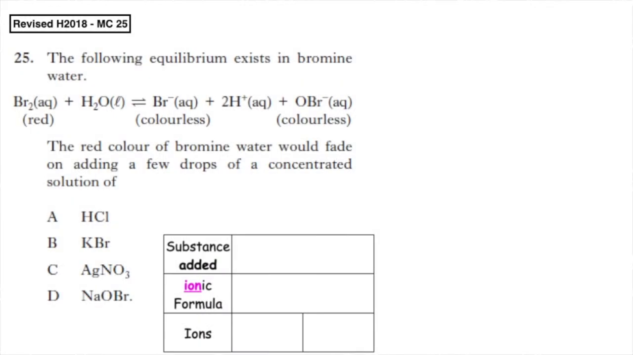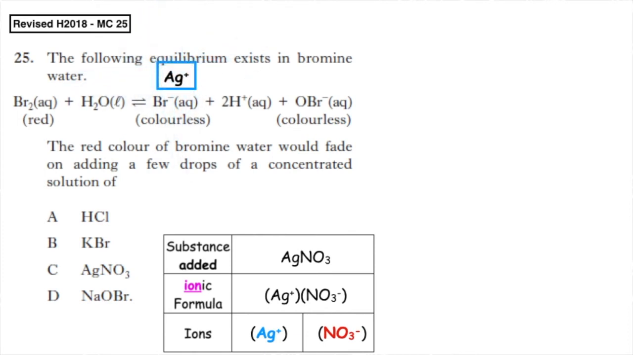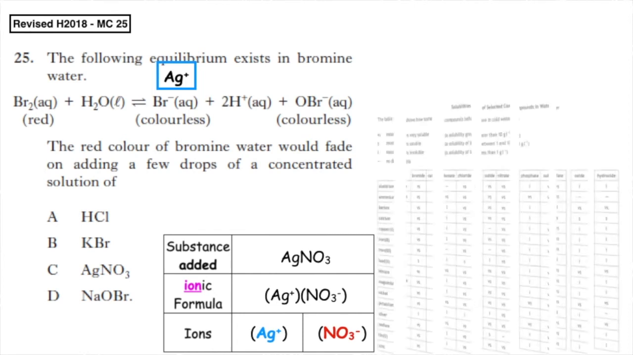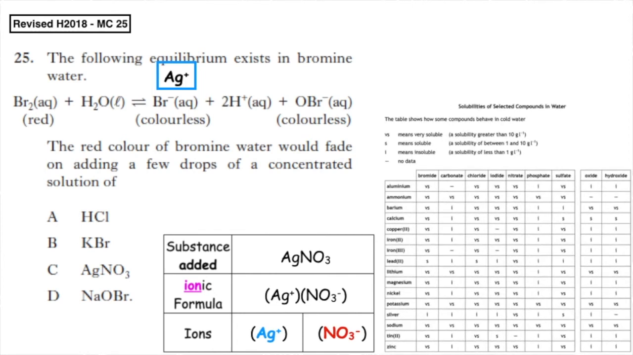Silver nitrate, we would write out the ionic formula again and identify that the ions are Ag+ and NO3-. If I look at my equilibrium mixture, I do not have a silver ion present there, but I know that positive ions are attracted to negative ions. Remember, using page 21, the only negative ion that I can use to problem solve is my bromide ion. When I look up silver bromide, I can see that that is insoluble. That means that the silver will remove the bromide ions by forming a precipitate.